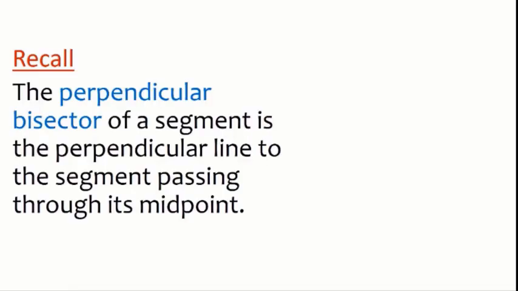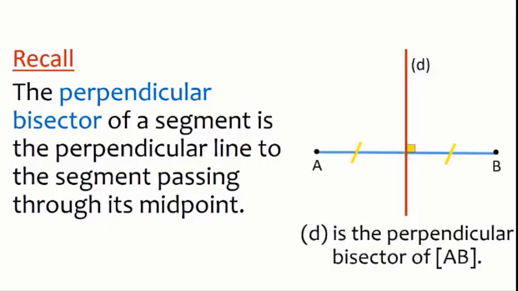The perpendicular bisector of a segment is the perpendicular line to the segment passing through its midpoint. Line D is the perpendicular bisector of segment AB.